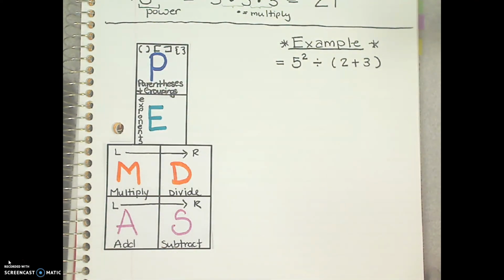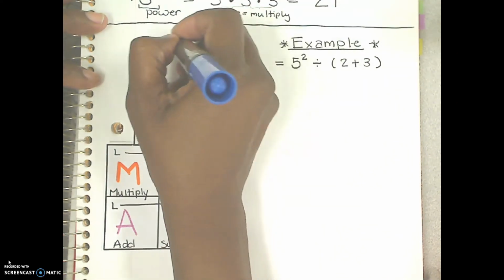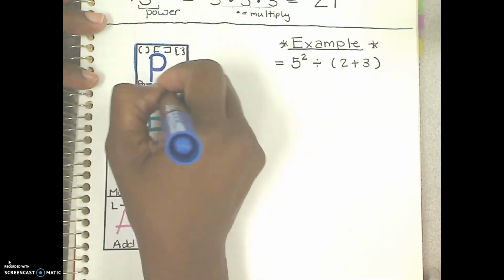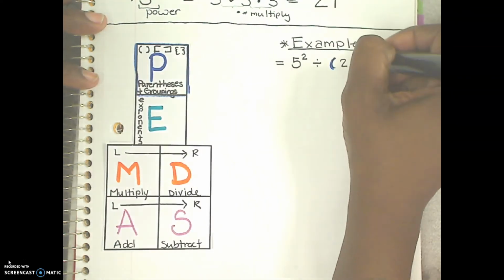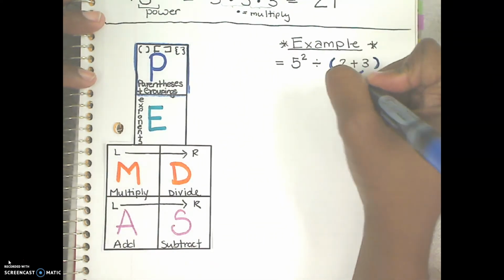All right, so I'm going to go ahead and use the same colors that I used for my steps. Step 1 says to do any parentheses or grouping, which is my first step. So I see that I have some grouping, so I'm just going to highlight it or trace it. 2 plus 3, that gives me 5.